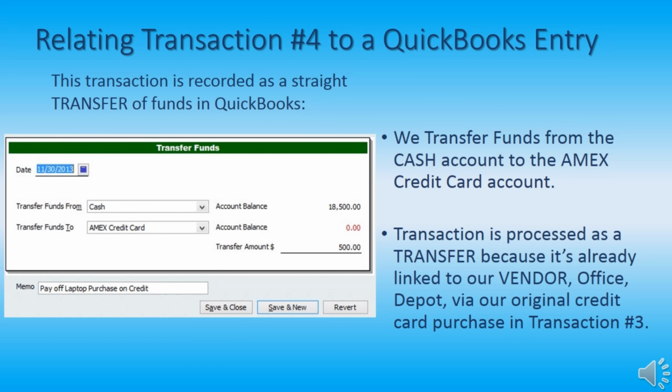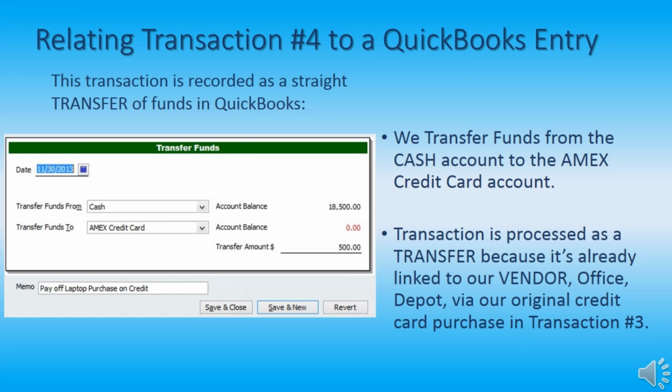And now we're going to relate transaction 4 to a QuickBooks entry. This transaction is simply recorded as a straight transfer of funds in QuickBooks. As you can see by the diagram here, we put the date, we put the account that we're transferring funds from, which is cash, and then we put the account that we're transferring funds to, which is Amex credit card. We type in the amount, put in our memo on the memo line, and we save and close.